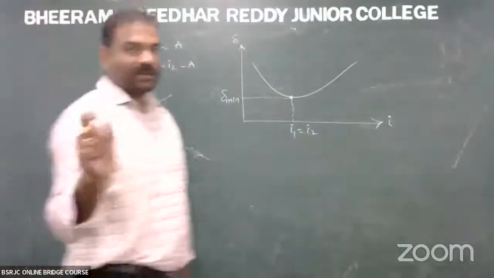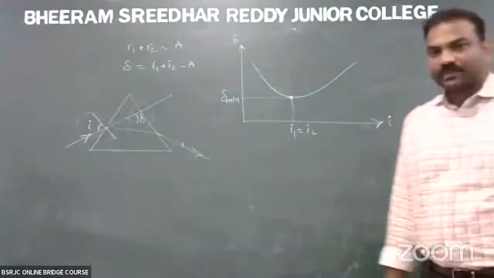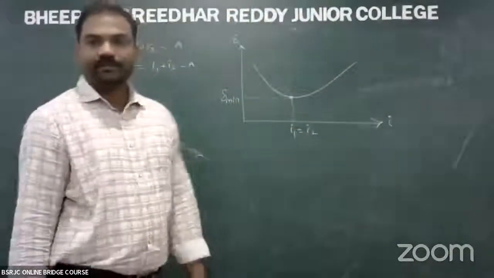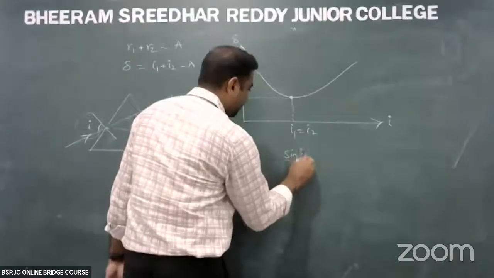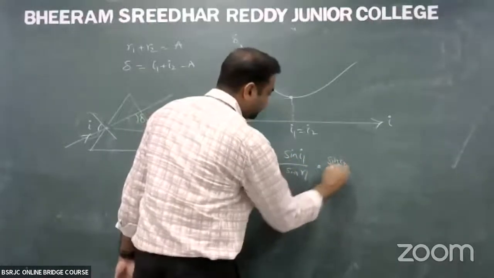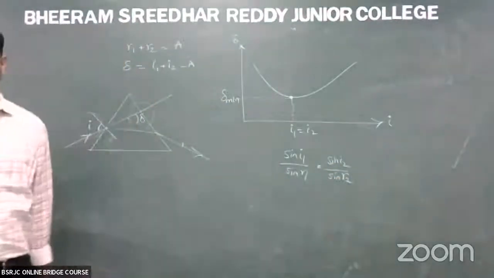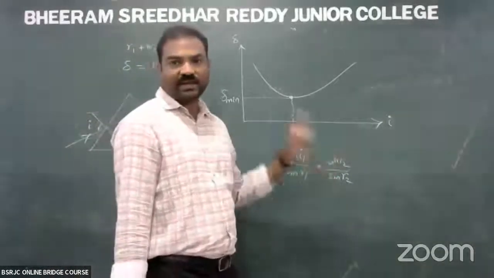Okay, that is an experimental graph. Experimentally only we have to find. When I1 is equal to I2, then deviation will be minimum. Now we know that sine I1 by sine R1 is equal to sine I2 by sine R2. I have given this principle initially: sine I1 by sine R1 is equal to sine I2 by sine R2.